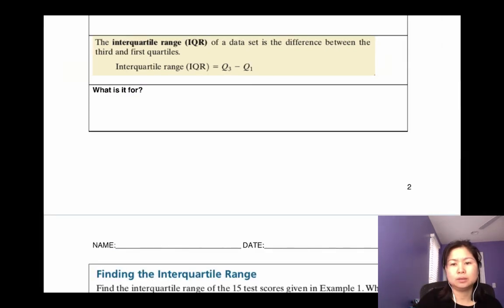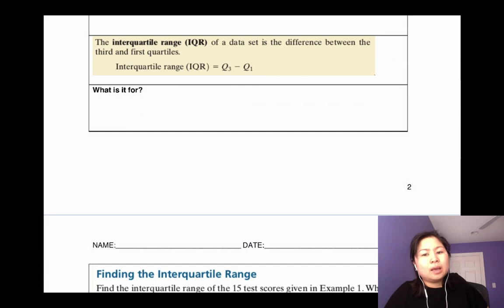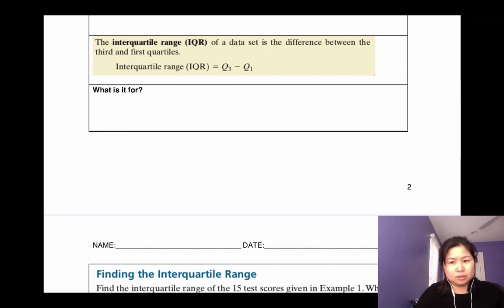For the quartile, we're going to look at the interquartile range. What that means is I'm going to take the difference of Q3 minus Q1. Most of the time when we talk about range, we talk about the highest value minus the lowest value.